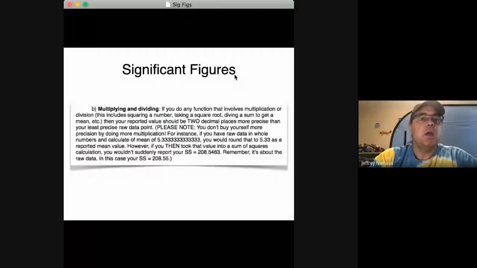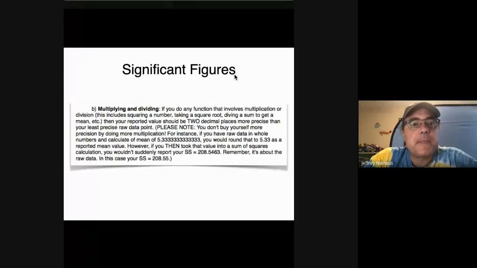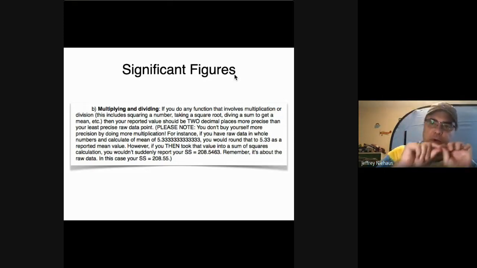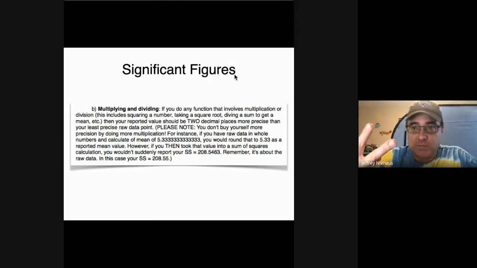All right. So let's say that our raw data gave us a mean of, for example, 5.3333 repeating, that's a third. Anytime you divide something and you have a third hanging off, it's going to show up in your calculator as 0.3. If your raw data was in whole numbers, your reported value is going to be 5.33. Okay, 2 decimal places past the raw data, which was in whole numbers.